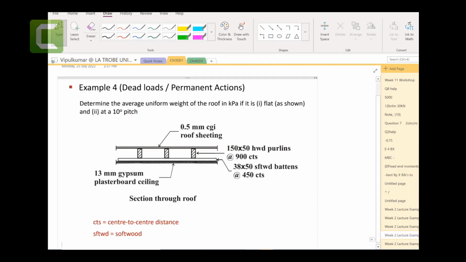Okay, now we would like to calculate the average uniform weight of the roof in kilopascals. So far we have been calculating in kilonewton per meter. Now they want you to calculate the weight as pressure. You can see that questions can change. In the last three examples we calculated in kilonewtons, and now they want it in kilopascals. Now it is a flat roof at a 10-degree pitch. I will just show it to you.